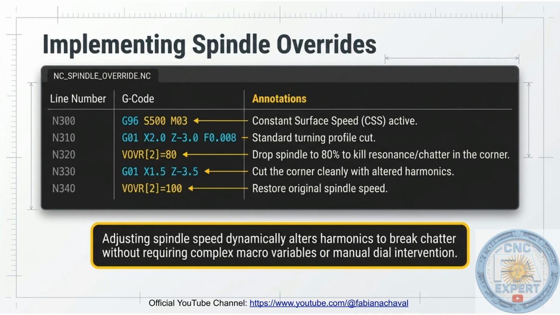Here, we are in a standard turning profile. At N320, we drop the spindle to 80%, VOVR2 equals 80, to kill resonance in a corner. This allows the tool to cut cleanly with altered harmonics. As always, we restore the original speed at N340 with a value of 100.